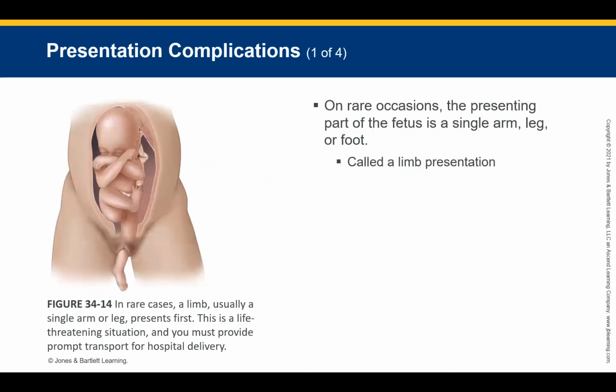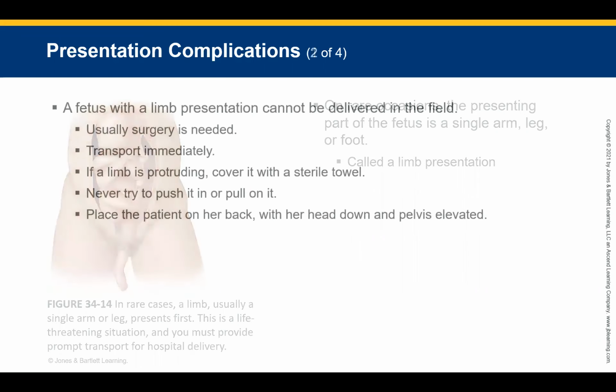On rare occasions, the presenting part of the fetus is neither the head nor the buttocks, but a single arm, leg, or foot. This is called a limb presentation. It is shocking when you take a look and you see a hand or a foot. You're just like, what's this? I don't know what to do with this. So be prepared. Make sure you have your poker face on, but it will shock you.